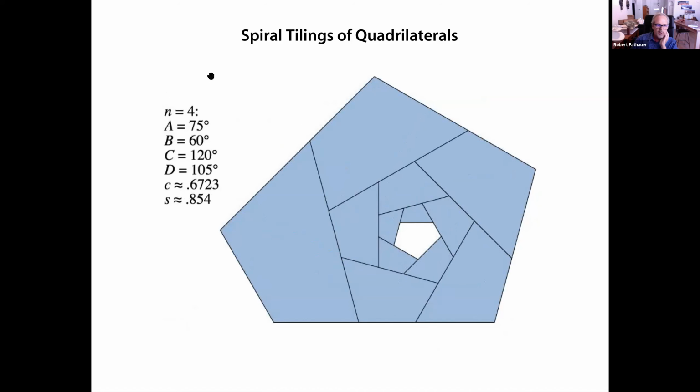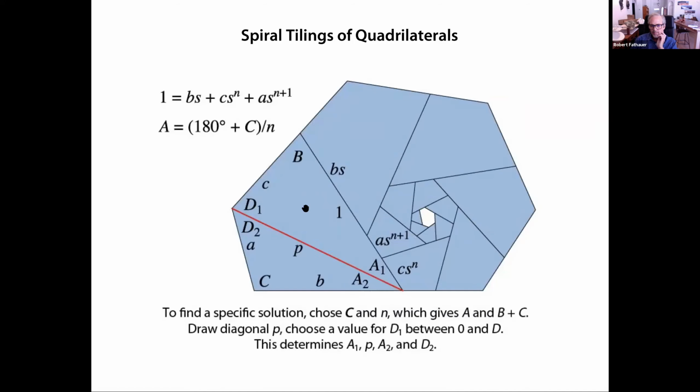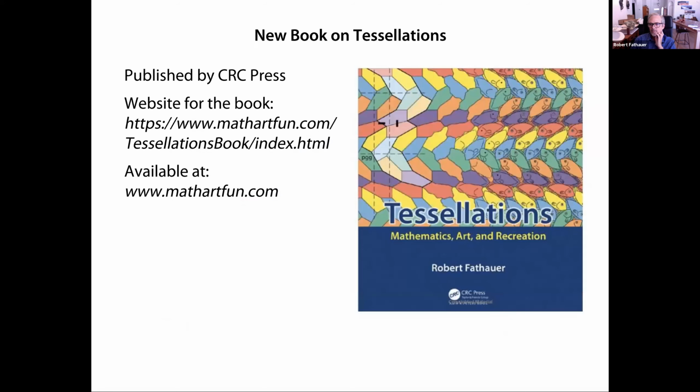Here's another example, n equals 4. So 1, 2, 3, 4, you're touching on an edge. There's your angle, scaling factor is about 85%. And Cy Waldman also found this independently about the same time using a somewhat different method. He and I have both been looking at spiral tilings in recent years.